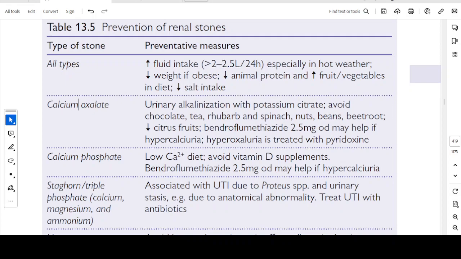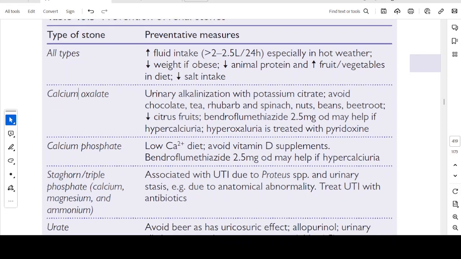Prevention of renal stones. The type of stone and preventive measures. For all types: increase the fluid intake to more than 2 to 2.5 liters per 24 hours, especially in hot weather. Decrease the weight if obese. Decrease animal protein intake and increase the fruits and vegetables in the diet. Decrease the salt content.